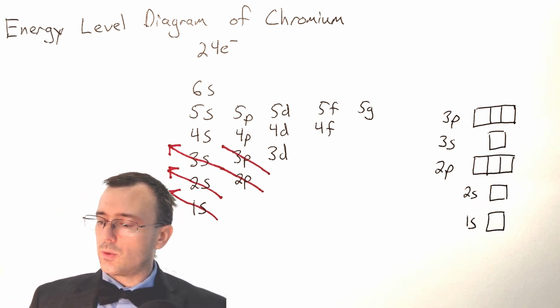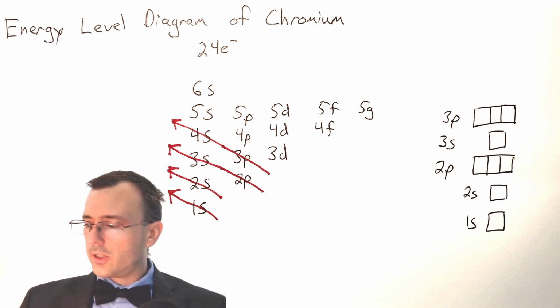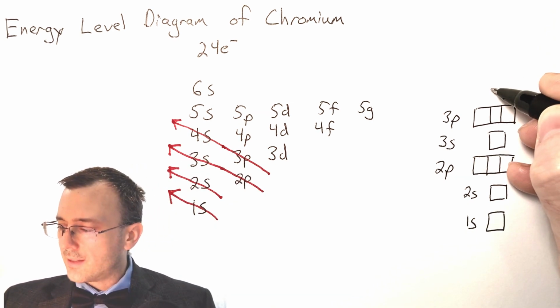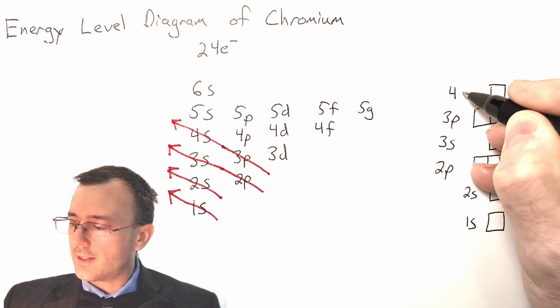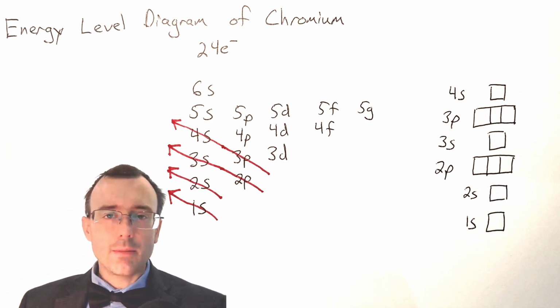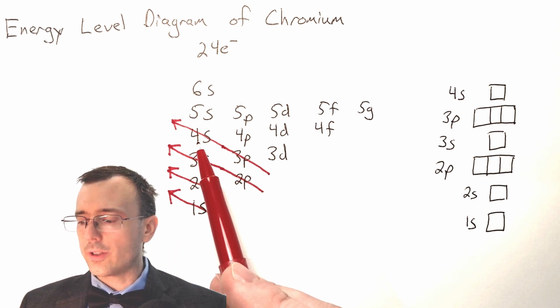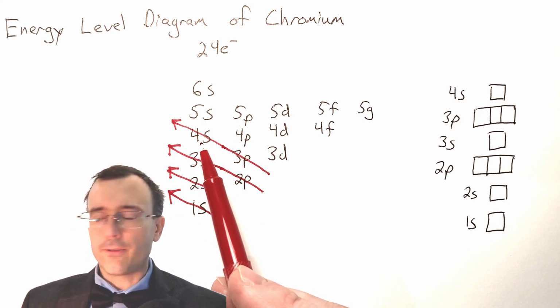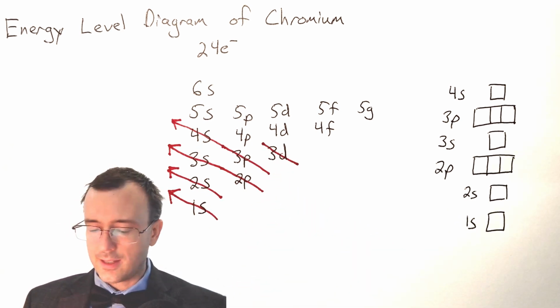After the 3p is what? The 3p should be the 4s. So we're going to go ahead and write the 4s right here. 4s has only 1 box because it's an s. Now this might seem a little bit strange at first, but it turns out that the 4s is actually lower in energy and comes first before the 3d. So notice the 3d comes here on the next diagonal.